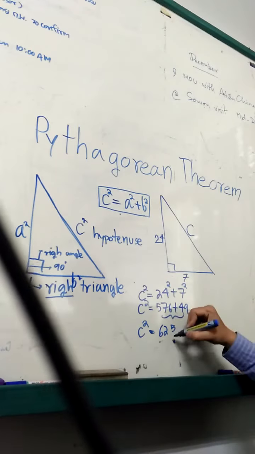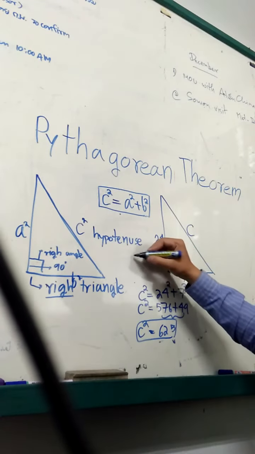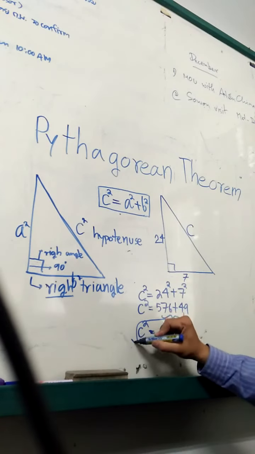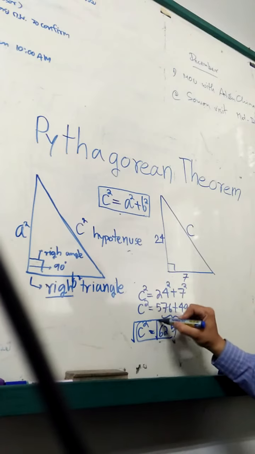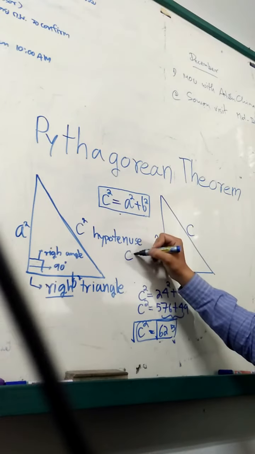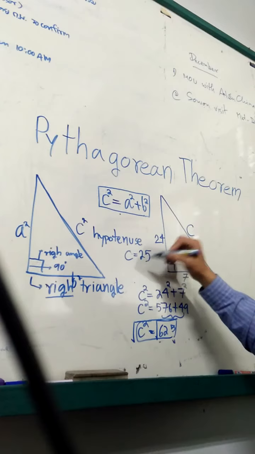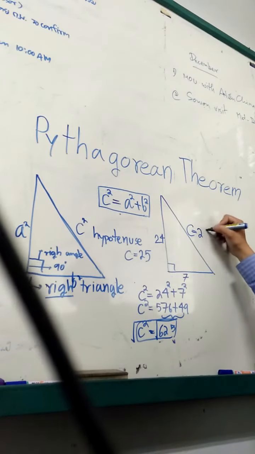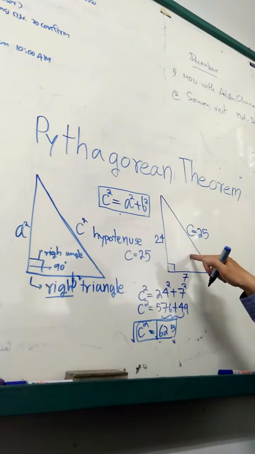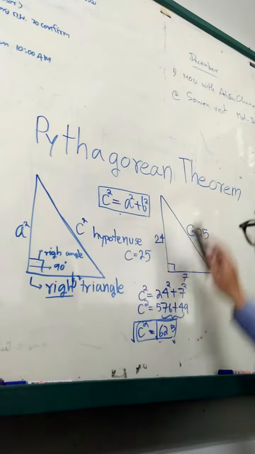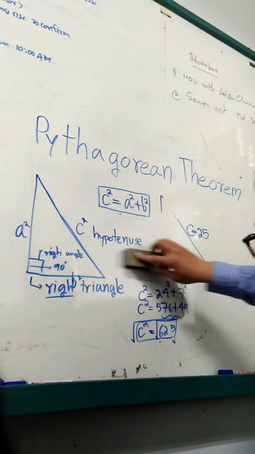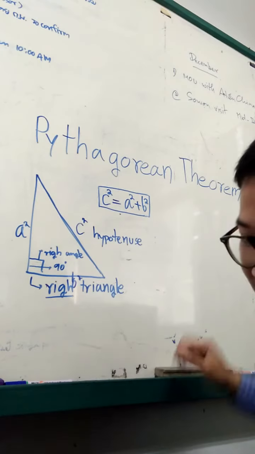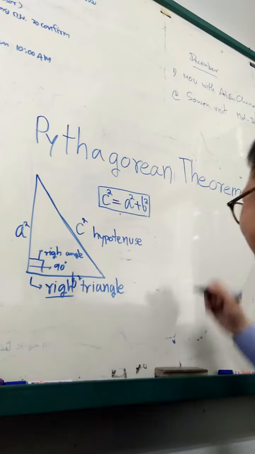And now we know this. So now we take the square root to both sides here. And now we got C equal 25. So this C is equal to 25 in this size. Right? Okay. We will try one more problem. I hope you guys relax. Okay.